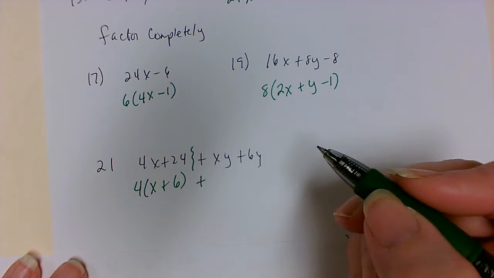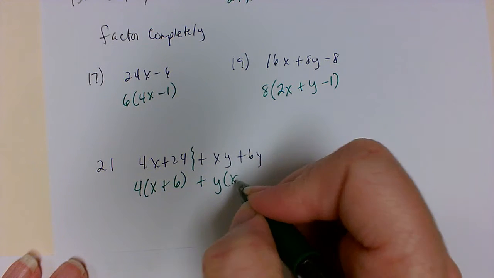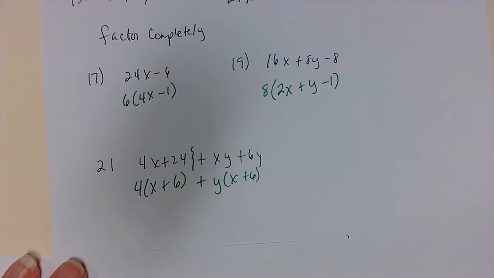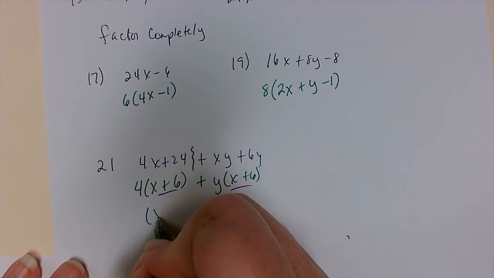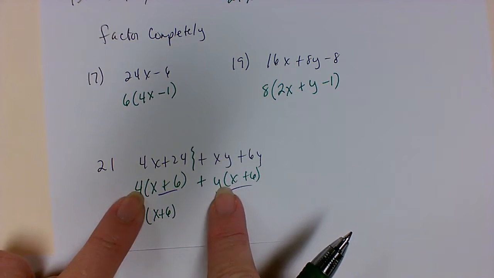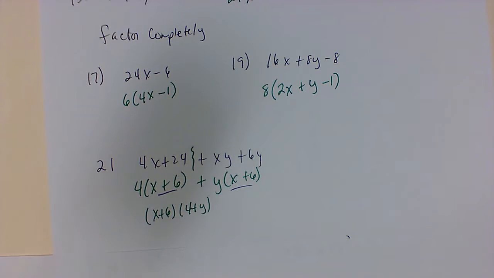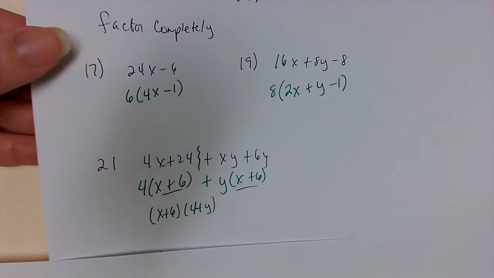Over here we have in common just a y. And that'll leave us with x plus 6 also over there when we do our division. Now we did it correctly if these two match in the parentheses. So this will get us x plus 6 factored out, and that leaves us with 4 plus y. And that's all you have to do on the factor by grouping.